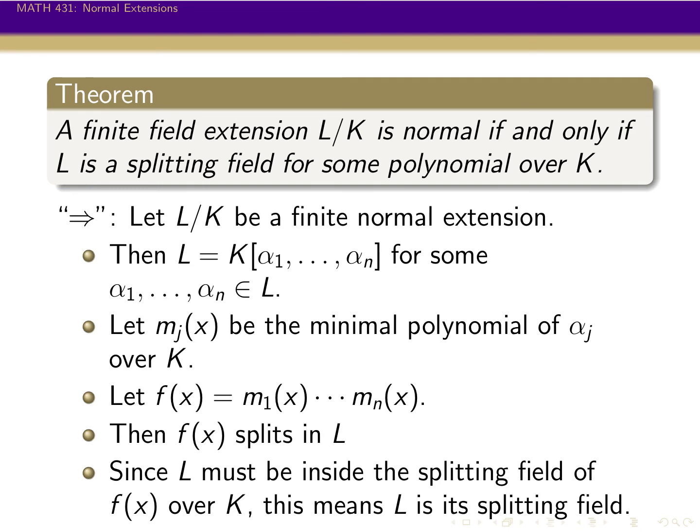And so that means that you have this double inclusion. L contains the splitting field, but L is also inside the splitting field, and so L and the splitting field are equal. So L is going to be the splitting field for this f of x. And that finishes this forward direction.